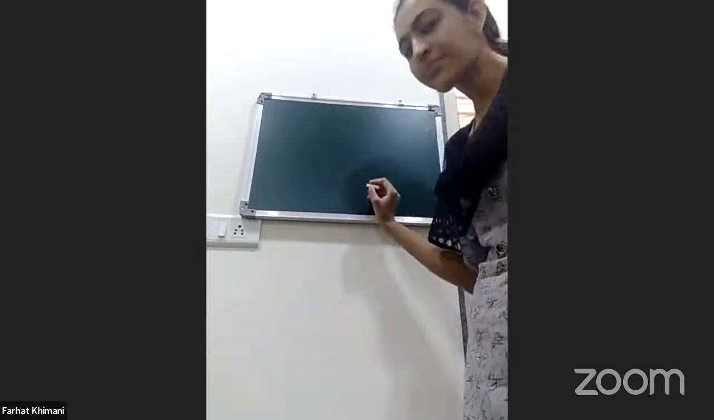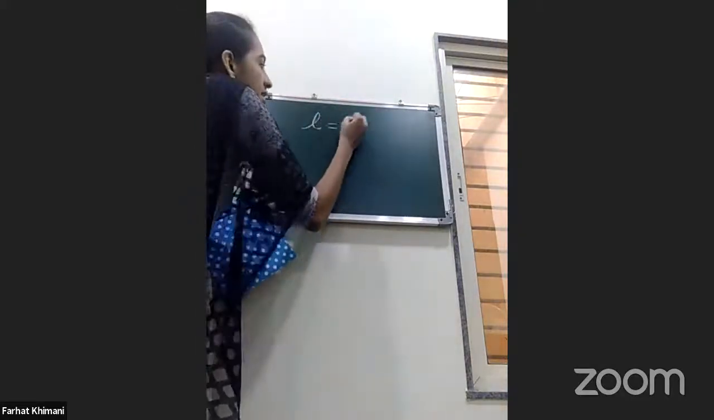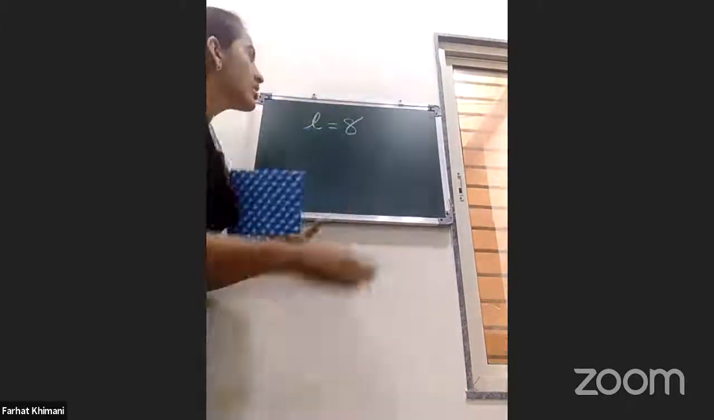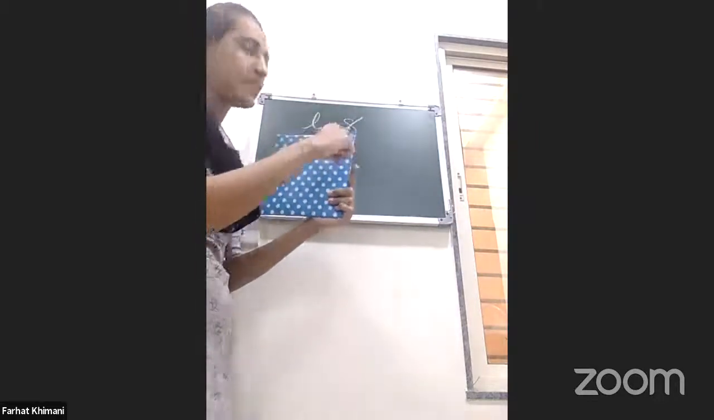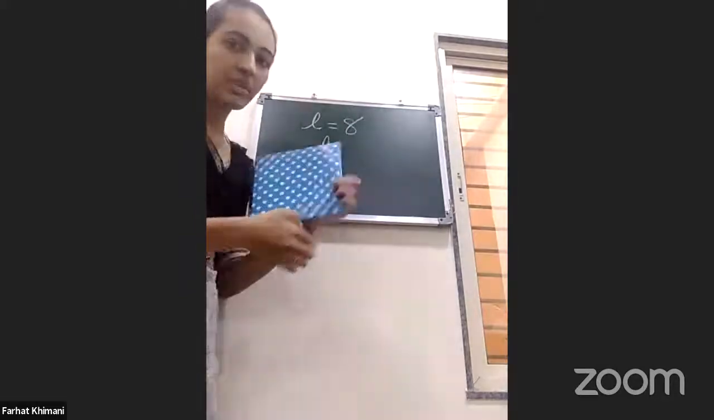Okay. What we have is the length of the square is 8. The length measurement of this square side is 8. So this is side 1, that is L. This is side 2.